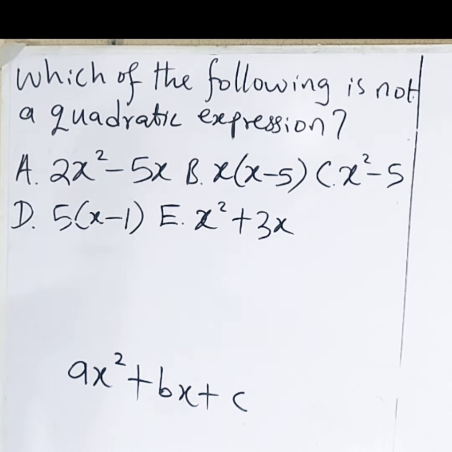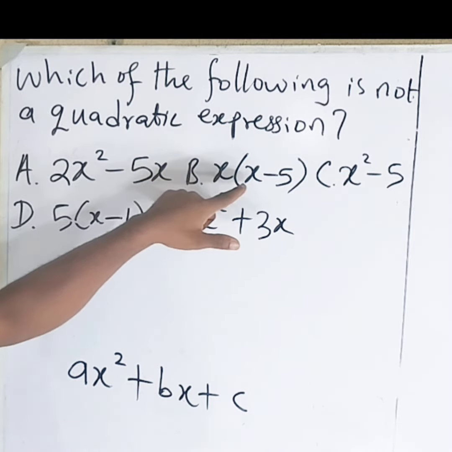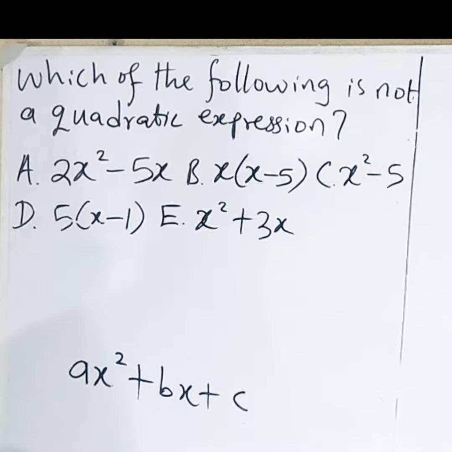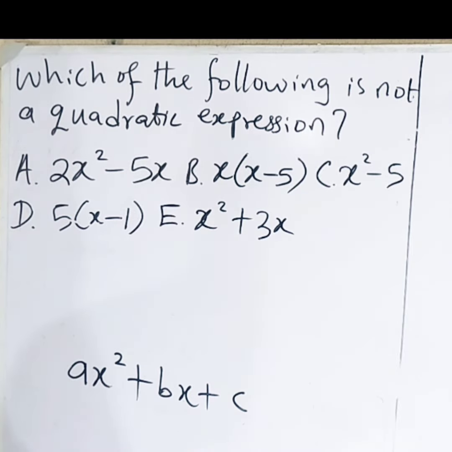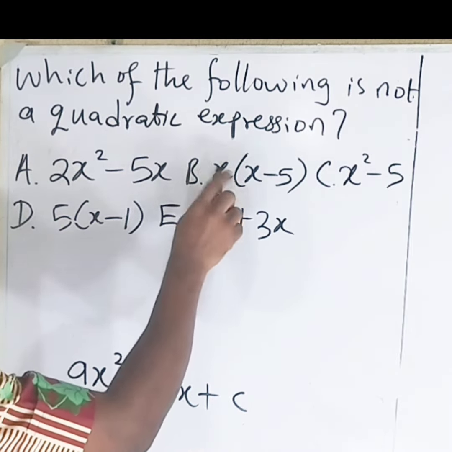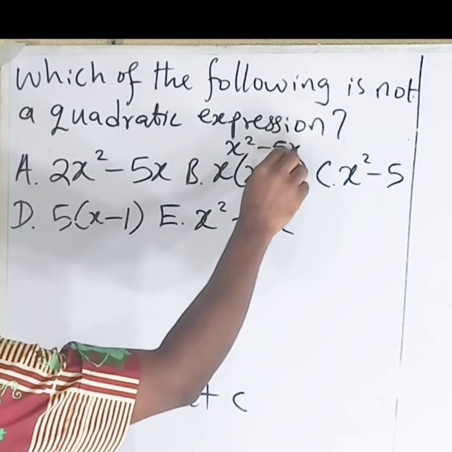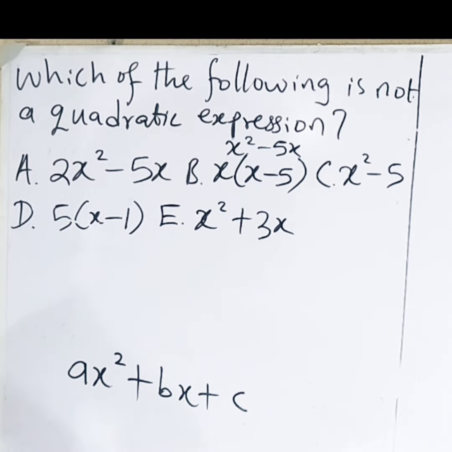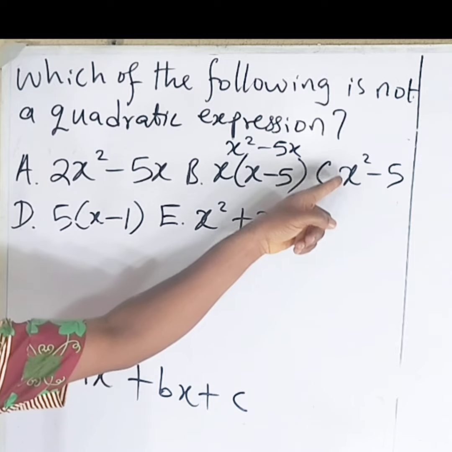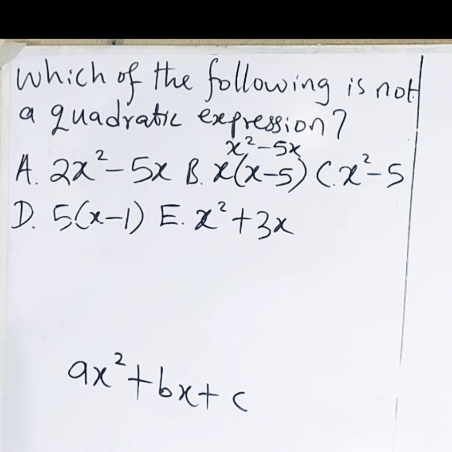Now let us check option A. We have 2x squared minus 5x. So it has x squared. This one is a quadratic expression. We come to B. This one is in a factorized form. We can expand it, and if we expand it, x times x is x squared, x times 5 is minus 5x. This one is automatically a quadratic expression because it has x squared. Then C, we have x squared already. So option C is a quadratic expression.